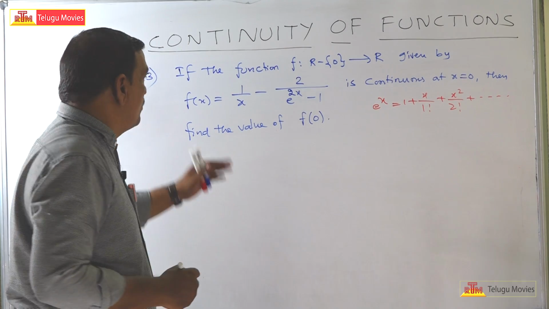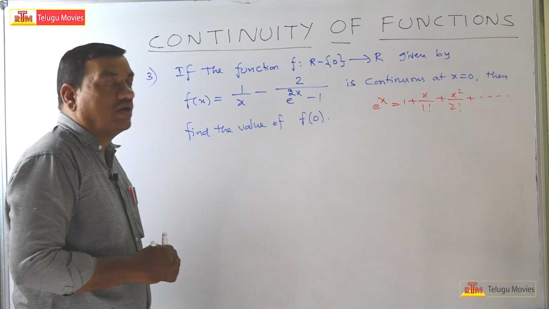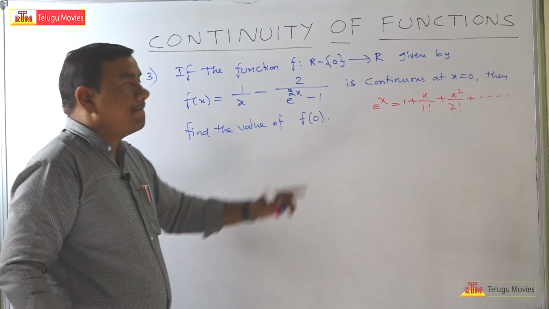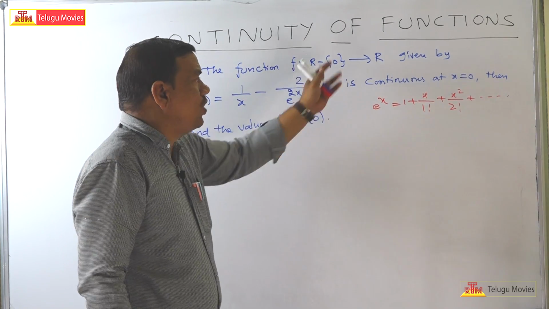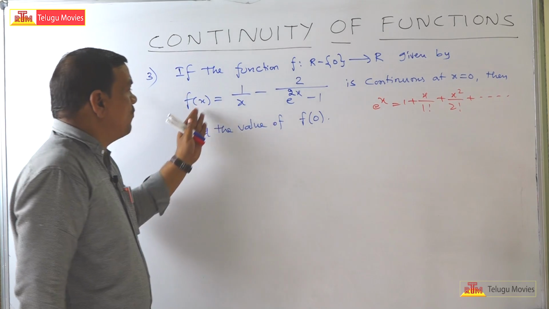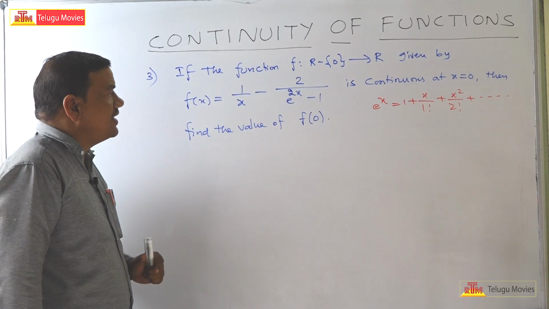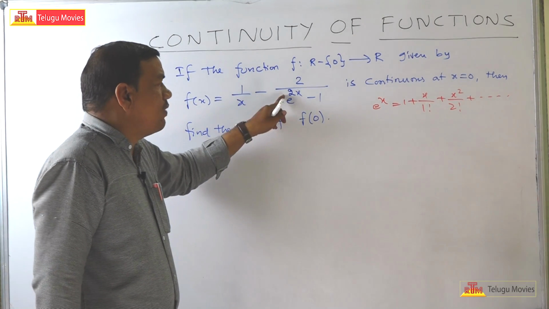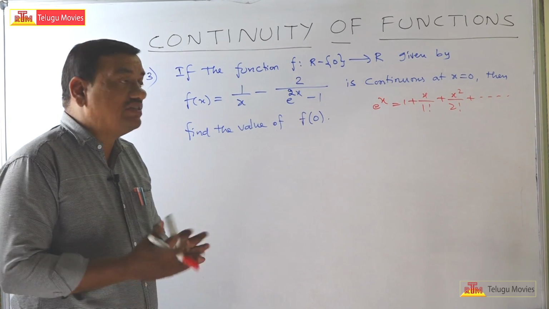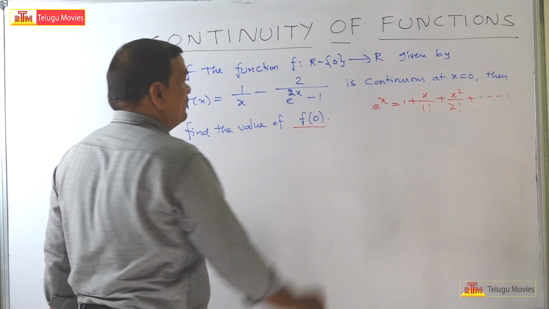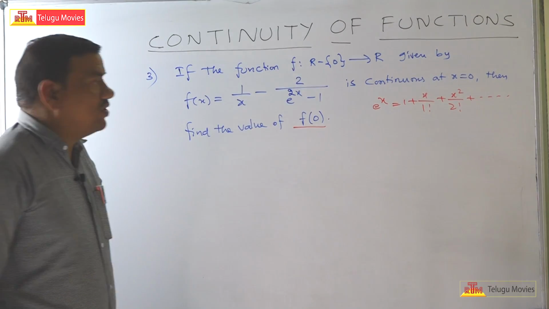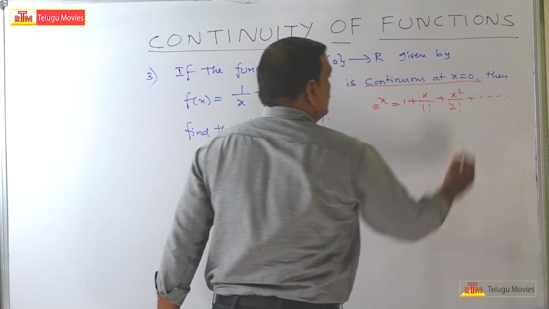Welcome to this third problem. If the function f is defined from R minus 0, that means the set of real numbers except 0, to R, is given by f of x is equal to 1 upon x minus 2 upon e power 2x minus 1, and is continuous at x is equal to 0, then the value of f of 0 is asked. So, he is saying one word, that it is continuous at x is equal to 0.